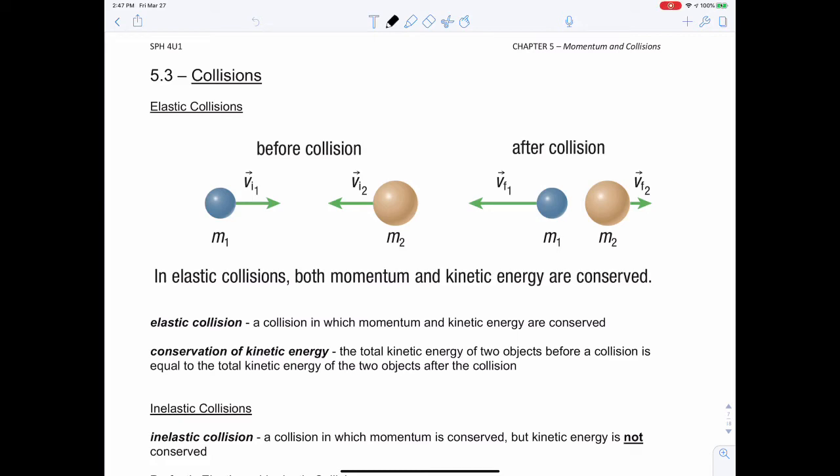Section 5.3, Elastic Collisions. An elastic collision is defined as a collision in which momentum and kinetic energy are both conserved. One common way to remember elastic collisions is to think of billiards. In the game of pool, strategies are based on the fact that the collisions between billiard balls are elastic, and the best players know that during these collisions, both momentum and kinetic energy are conserved.